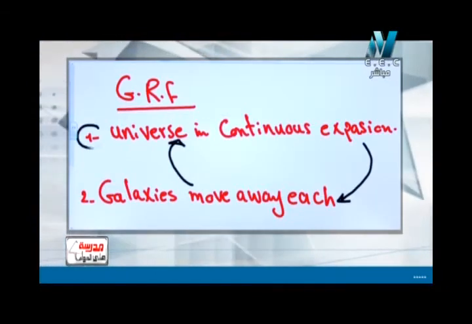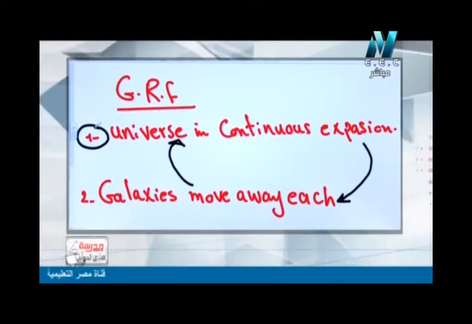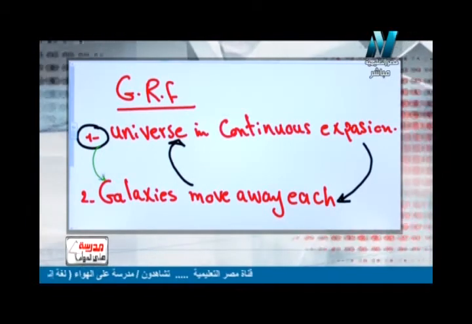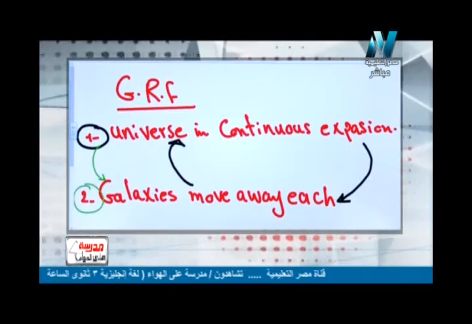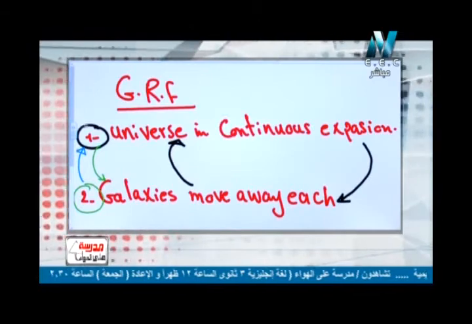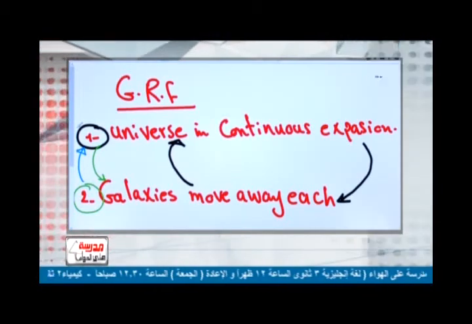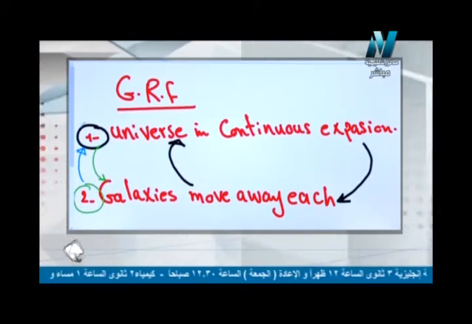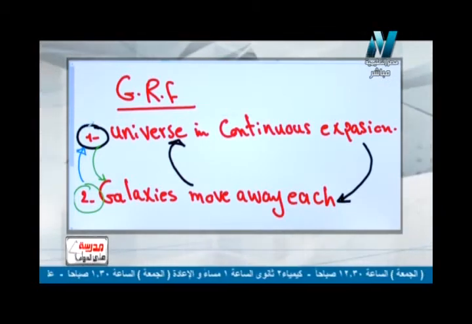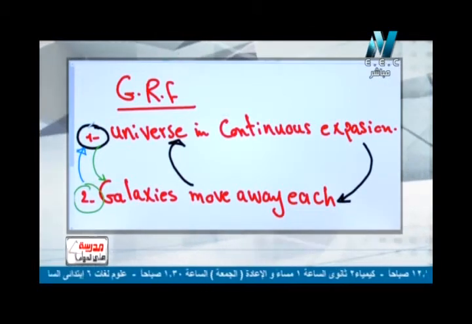So question 1 is answered by question 2, and question 2 is answered by what? By question 1. Both of them are the answer to the other question. Each one is considered the answer to the other. So can we have another answer for the second question? Yes. Galaxies in continuous separation.